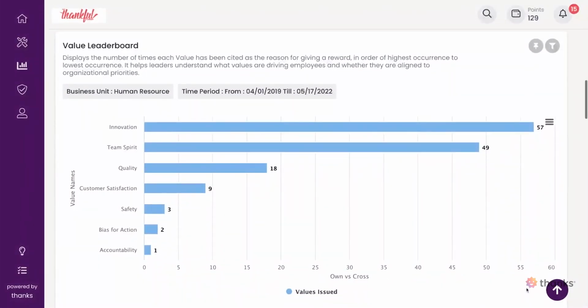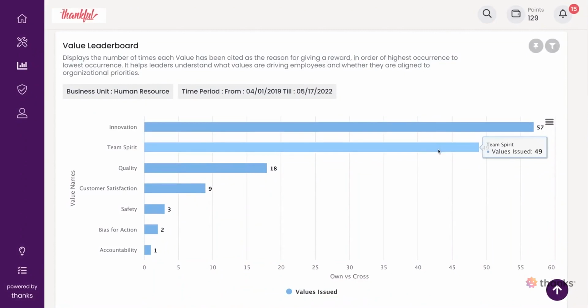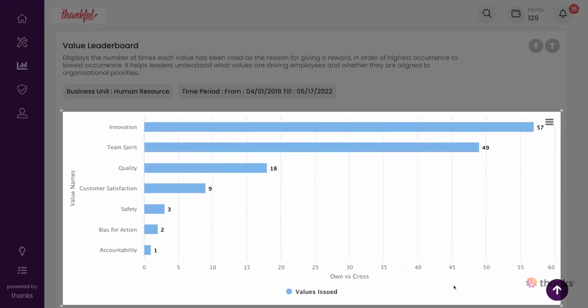The Values Leaderboard displays the number of times each value has been associated with an award. As you can see, the graph is arranged in the ascending order of the occurrence of these values.